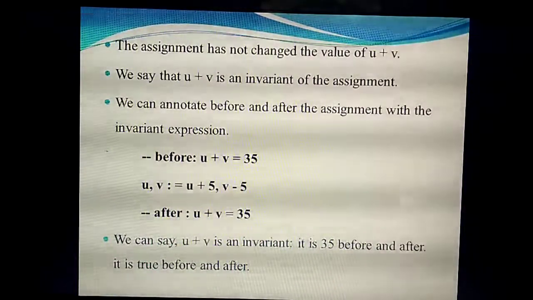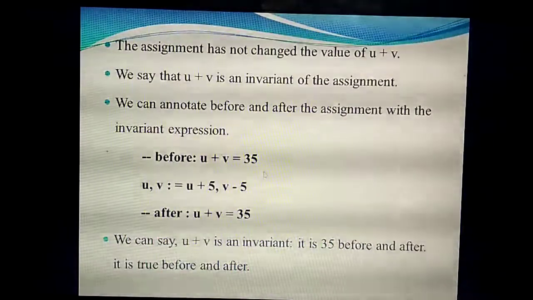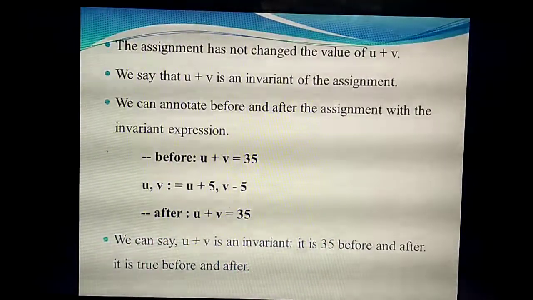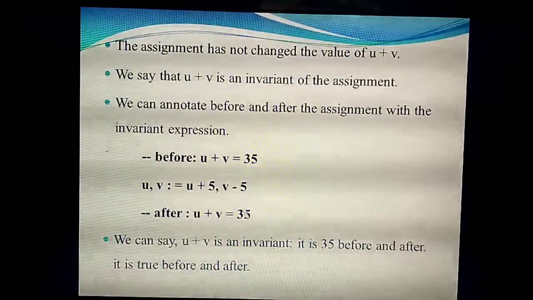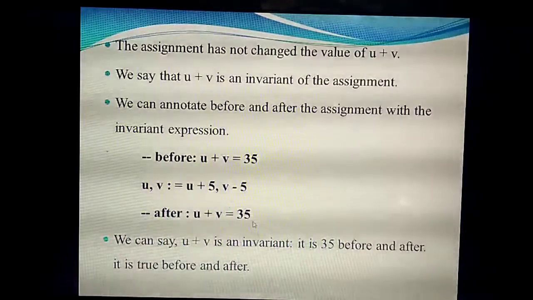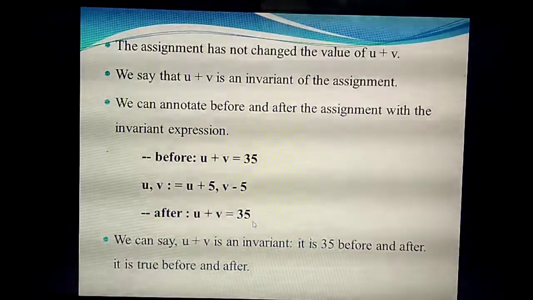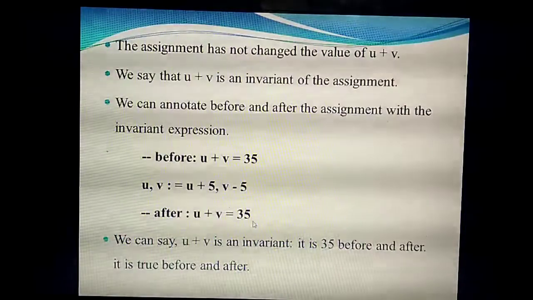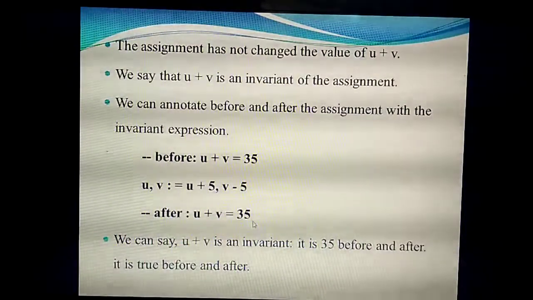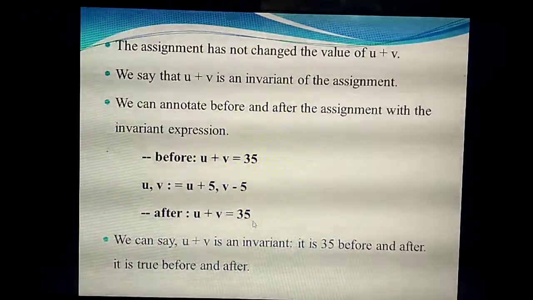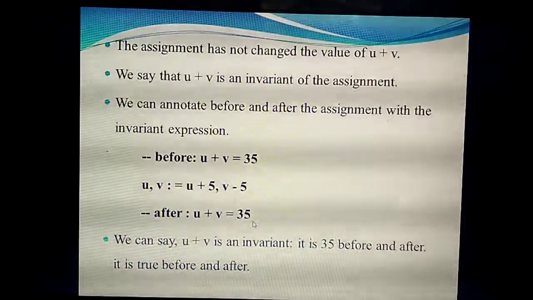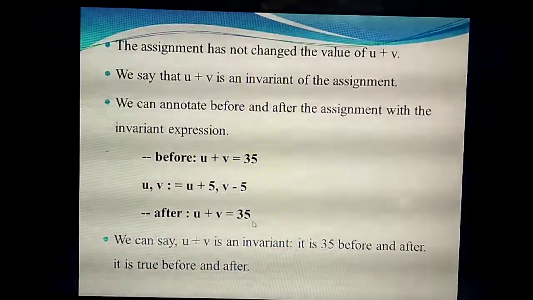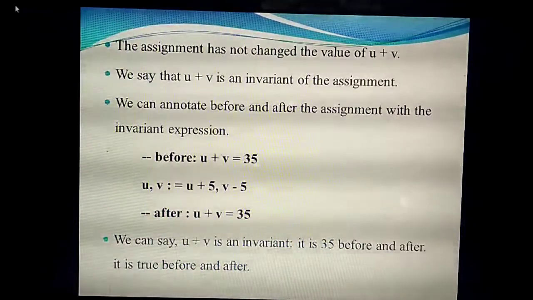Understand? So that is the solution they have given. Before the assignment, u plus v, you are getting 35. After the assignment, what assignment are you doing? u plus 5 and v minus 5. So after the assignment also you are getting the value 35. So this loop condition is true before the loop and after it. What do you mean by before? Beginning. That means the given value is indeed before. So before also it is true. After the assignment also it is true. So like this, if you get true before and after, you can say this is called invariant. This problem is an invariant.